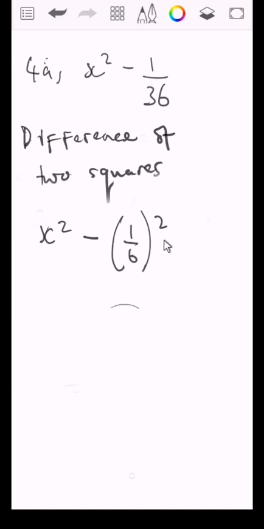Then we see that we have the conditions that allow us to apply the difference of two squares, because we have two squares, x squared and 1 over 6 squared. Then we also have a minus sign for the difference.